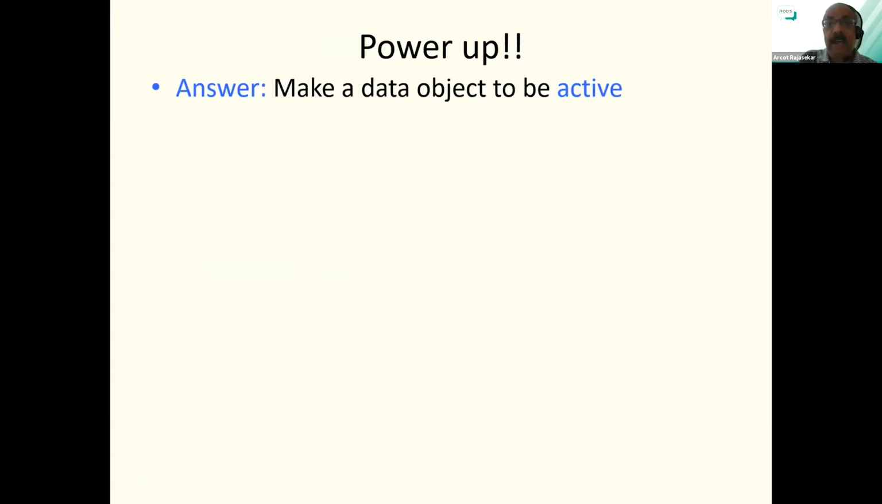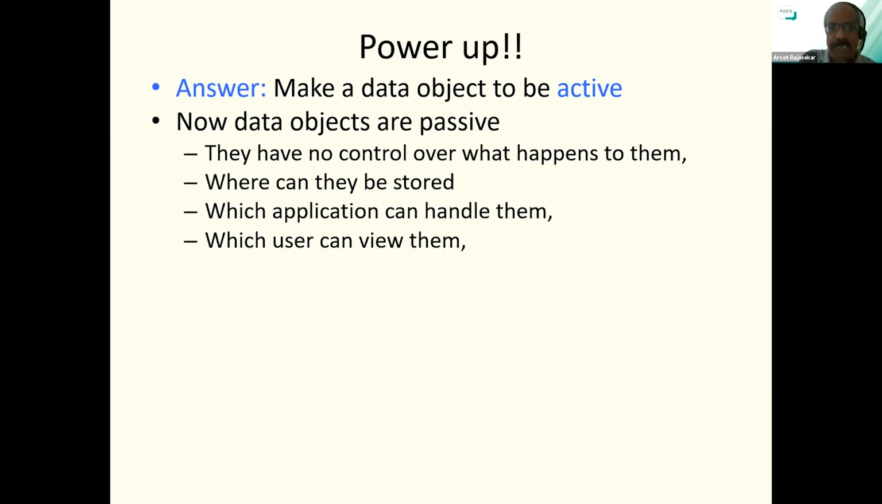So the power is to make a data object active. Data objects are now very passive. They have no control over what happens to them. They have no control about where they get stored. They have no control about which application can handle them. They have no control about which user can view them. It is all in the operating system. It has nothing to do with the data set per se. The data set is passive, is almost dead. It is just bits and bytes and has no soul of its own.